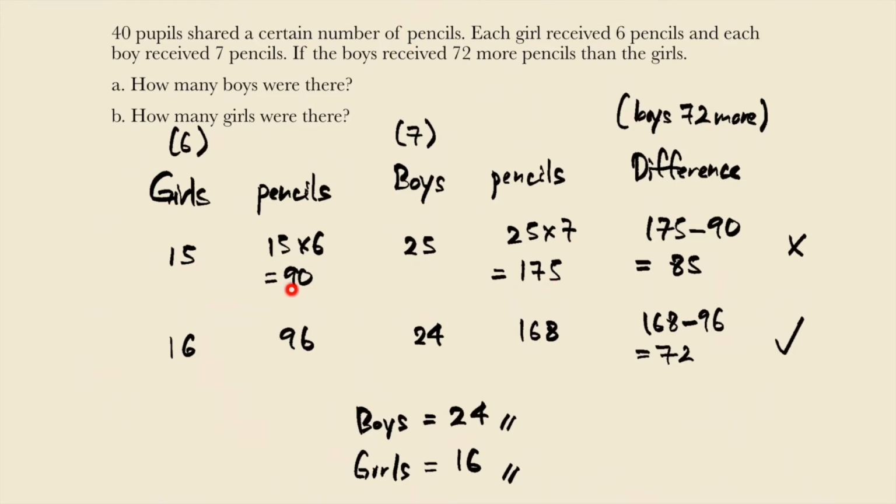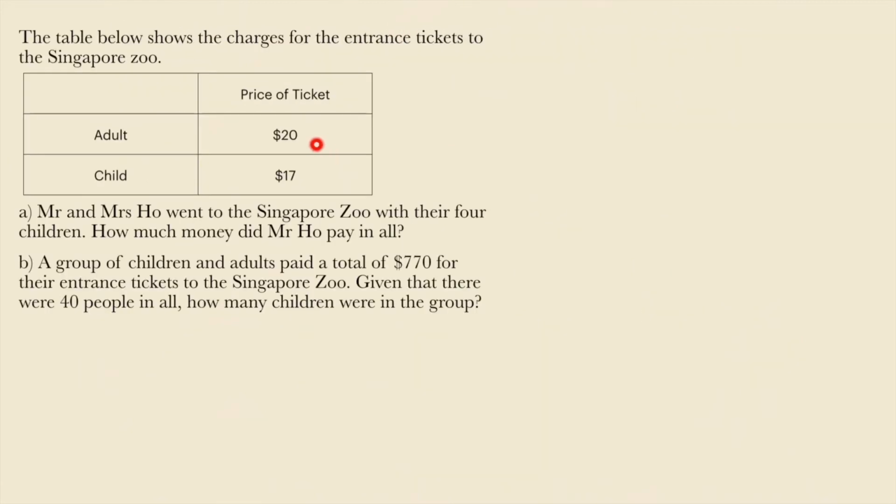Okay. So the difference between these two numbers is 85, quite close to 72. So not too much, right? So let's decrease the number of boys by 1, increase number of girls by 1. And what do you know? The difference is 72. How many boys were there? And how many girls were there? 24 and 16.